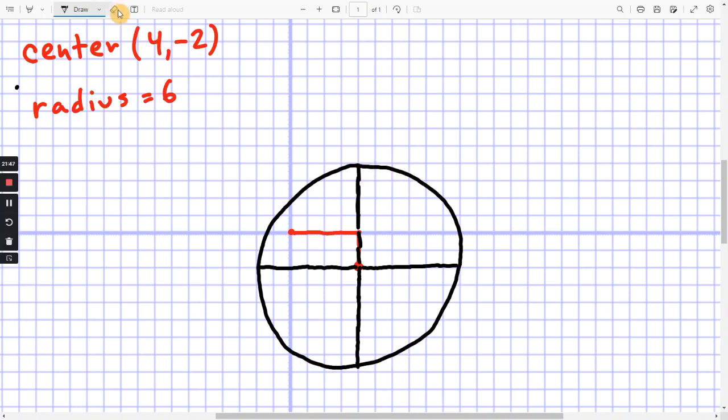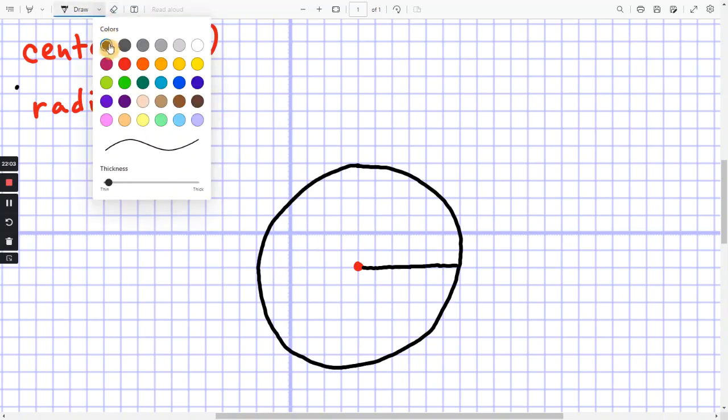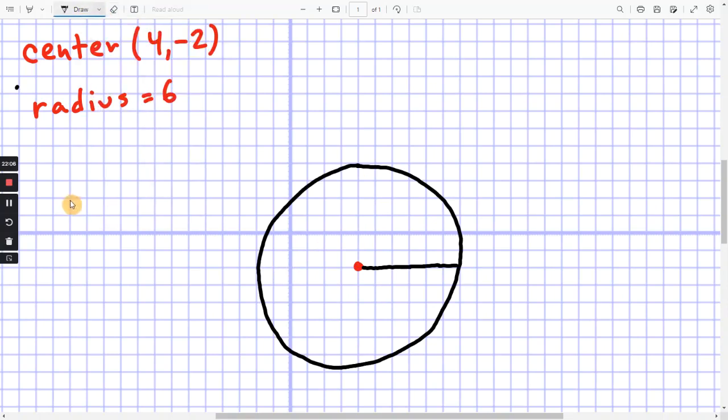Alright. And I can just erase this other stuff here. And I'll keep one radius in. So that is the graph of the circle. Okay, this right here is the center. And that's (4, -2). And the radius is 6.